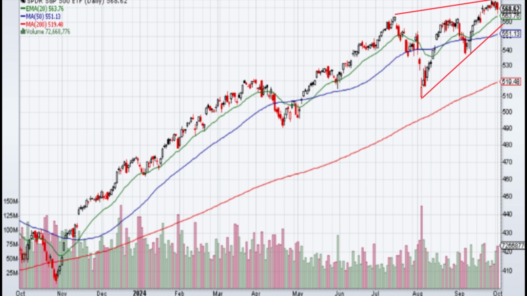In summary, SPY is currently in a strong uptrend, with key support levels at the 20-day and 50-day moving averages. For long positions, buying at these support levels with tight stop losses is a strategic approach. For short trades, watch for bearish signals at the resistance around $570 or a breakdown of key support levels.